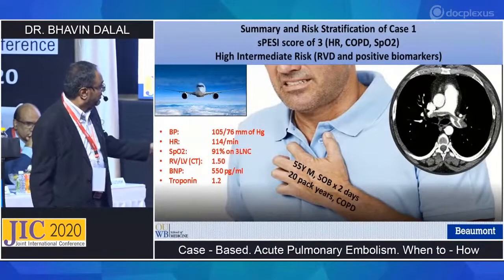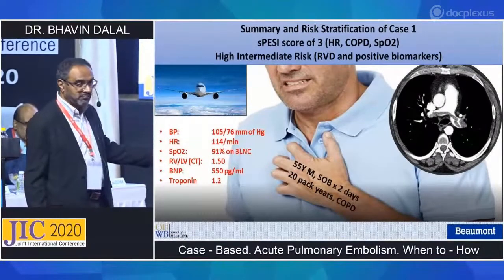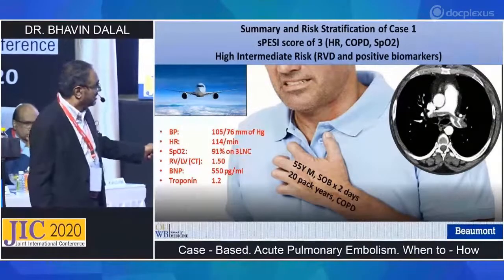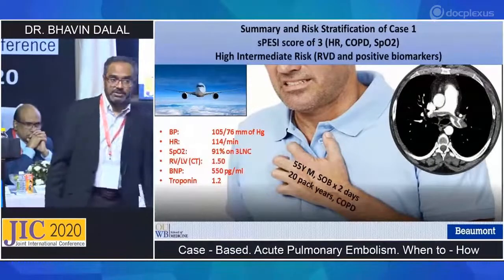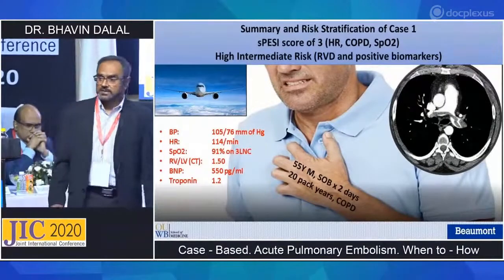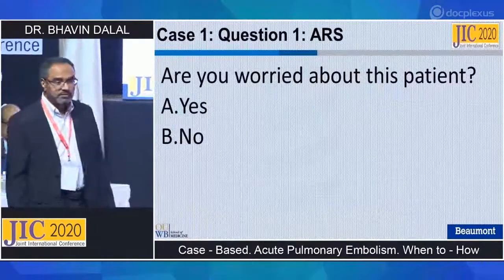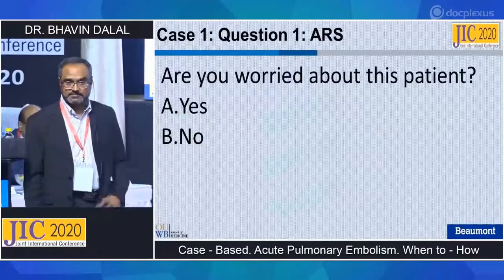So if I summarize my patient, the patient has an sPESI score of 3 based on the heart rate, COPD, and pulse ox. This is a high intermediate risk PE because the patient has right ventricular dysfunction as well as positive biomarkers. So the question for you guys: are you worried about this patient?